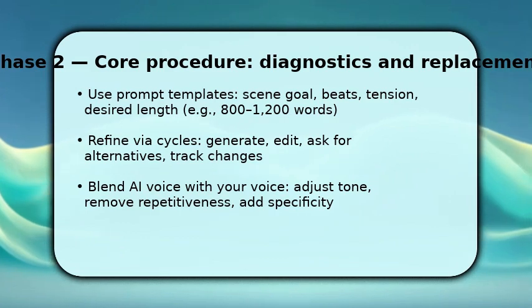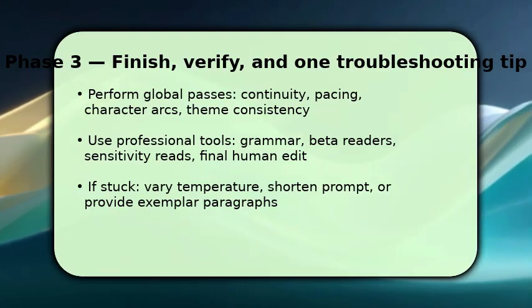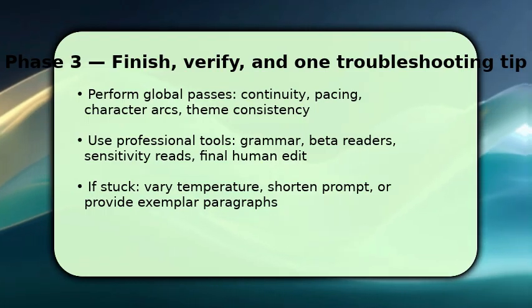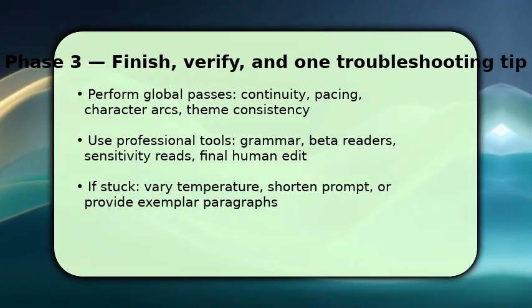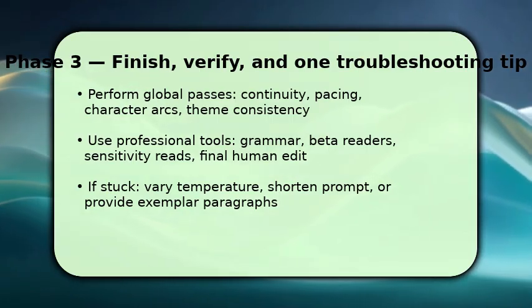You wrap up with layered polishing, a continuity sweep, pacing adjustments, and theme tightening. Then run grammar and style checks, enlist beta readers, and schedule a final human editor for polish. Once manuscript is stable, prepare metadata, blurb, and formatting for export.